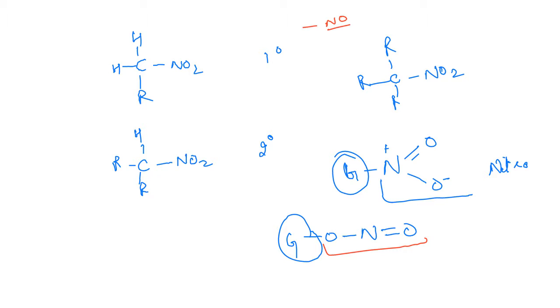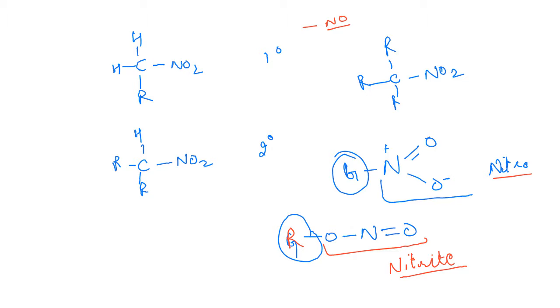Very good, Ankita. This is nitrite, N-I-T-R-I-T-E. And if any group, suppose R, is there, then it is known as alkyl nitrite. So nitrite and nitro groups are isomeric forms of each other. We will discuss in detail. First, do the categories of these compounds.